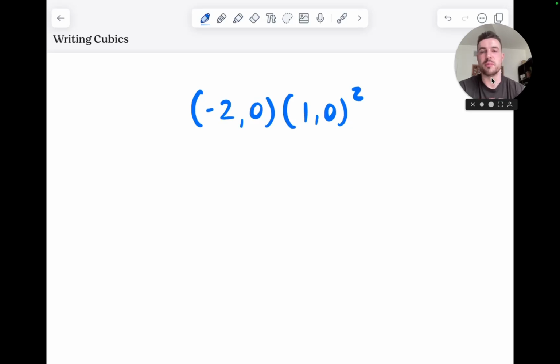All right, everybody, welcome back. Today what we're going to do is work on writing cubic equations from a few points.